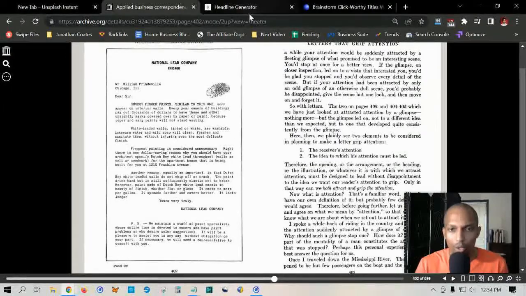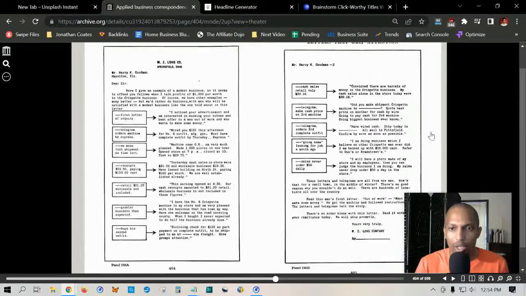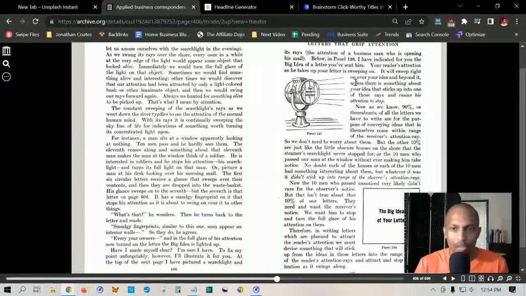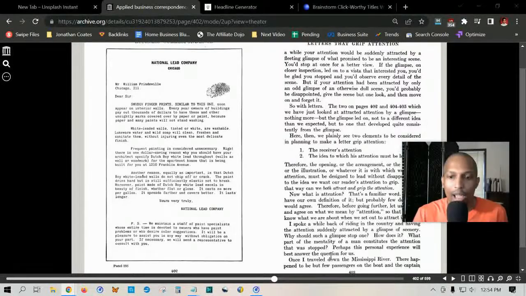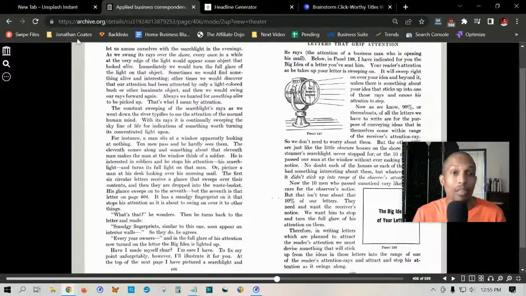So what I want to talk about real quick before I get into the headline generators is that he uses this analogy with a race. He talks about how he traveled down the Mississippi River, and there happened to be but a few passengers on the boat, and the captain let us amuse ourselves with the searchlight in the evenings. As we swung its rays over the shore, every once in a while at the very edge of the light would appear some object that looked alive. Immediately we would turn the full glare of the light on that object. Sometimes we would find something alive and interesting. Other times we would discover that our attention had been attracted by only a light-covered bush or an inanimate object, and then we would swing our rays forward again.